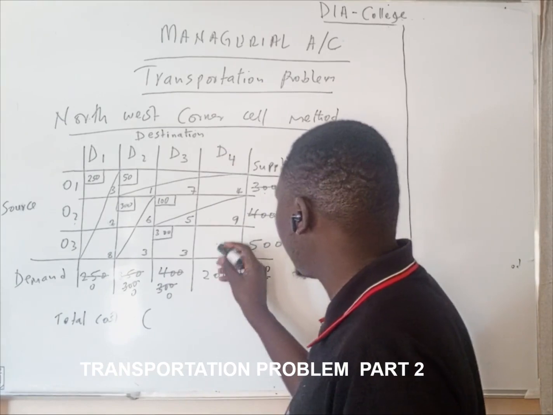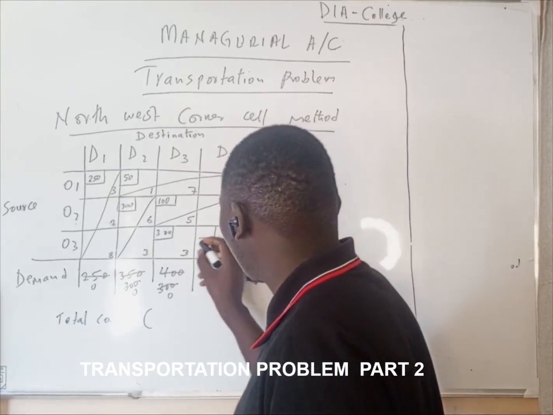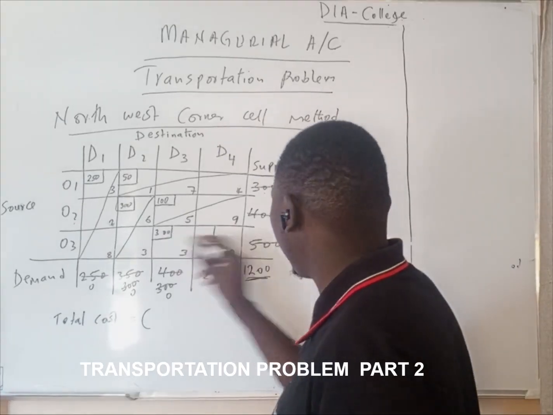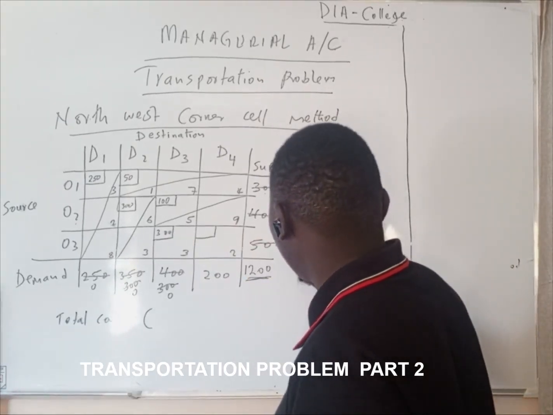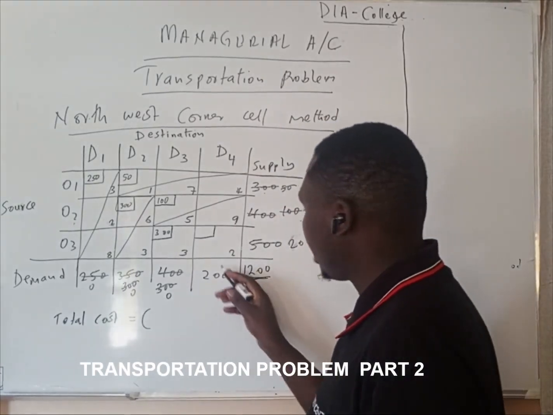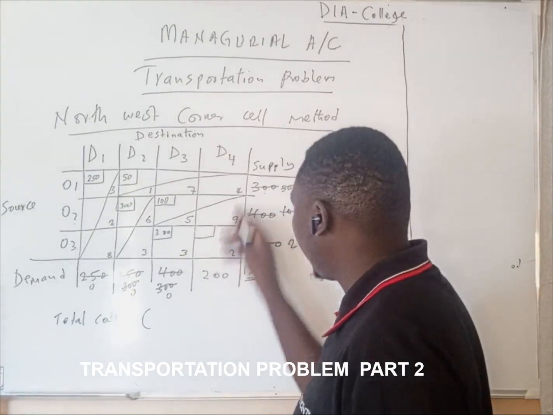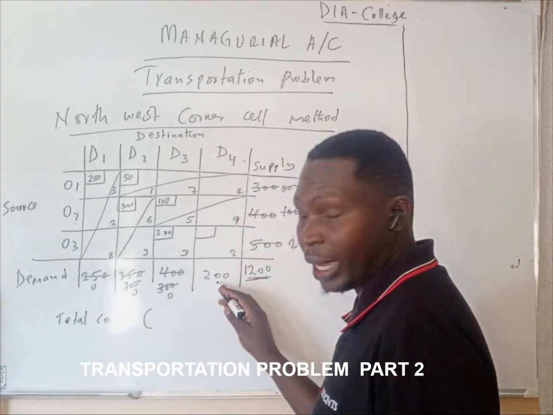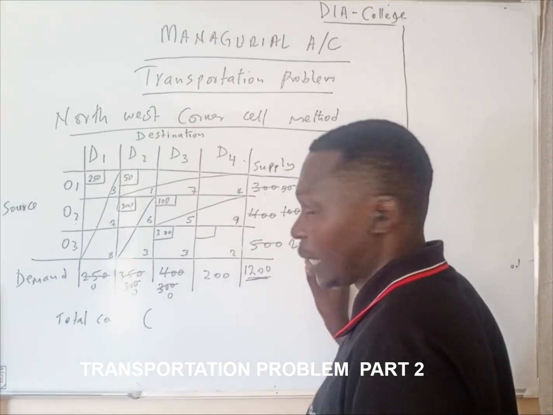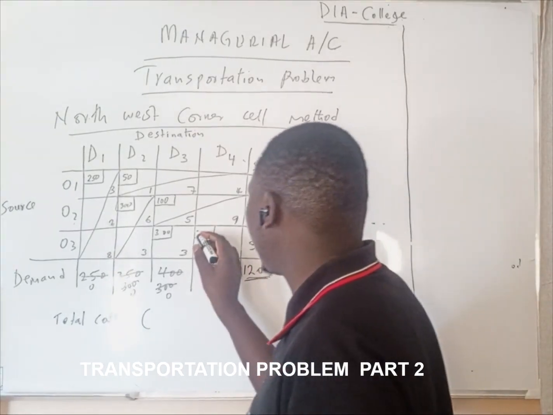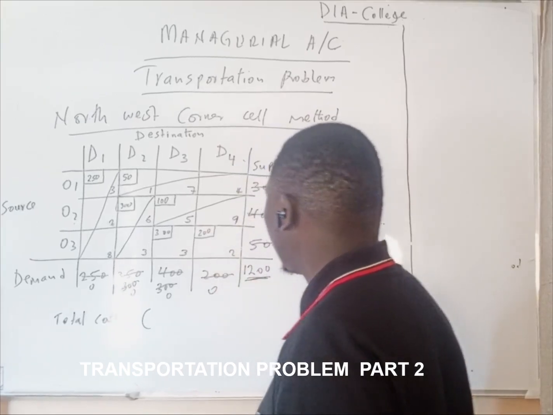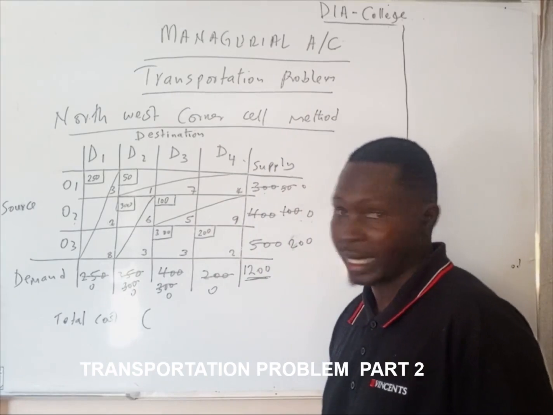My last cell is this. I'll have to allocate what is remaining. I have given here 300, so 200 remains. For this last cell, demand destination 4 needs 200, and what is remaining is 200 in supply source 3. So I will allocate those 200, and I would have fully done my allocation.